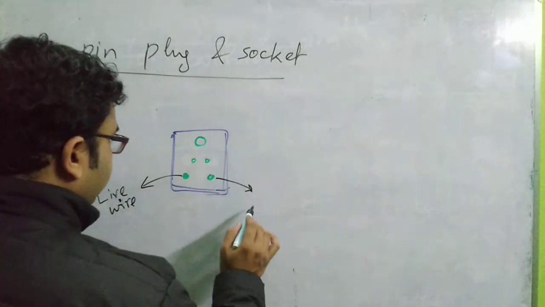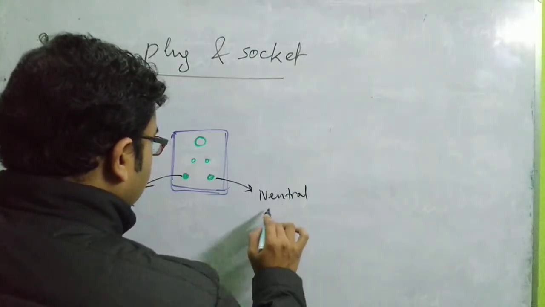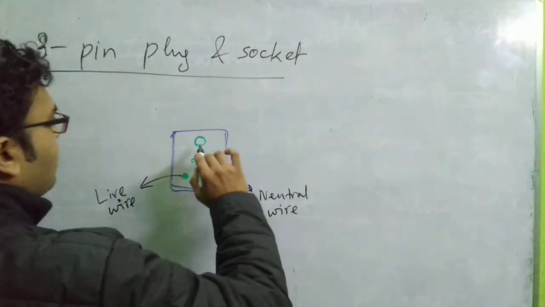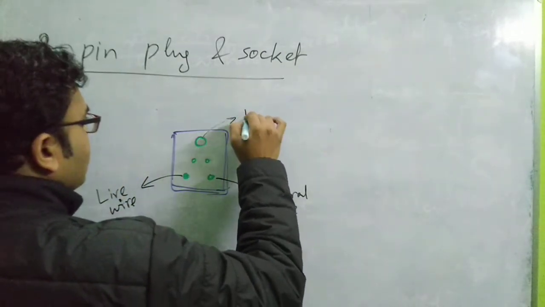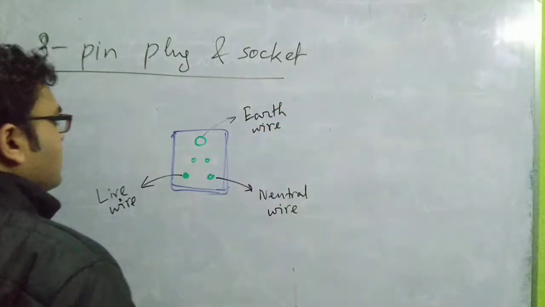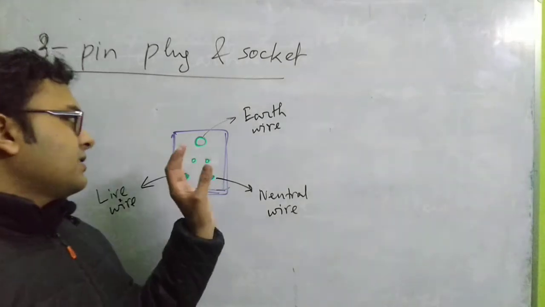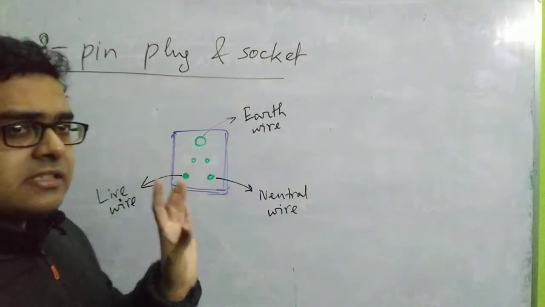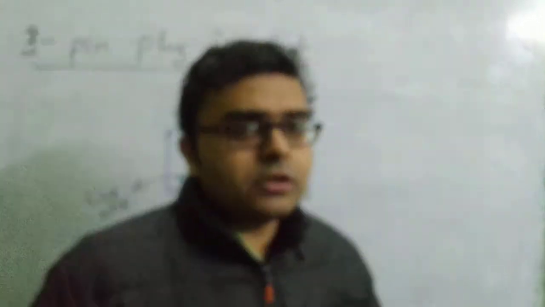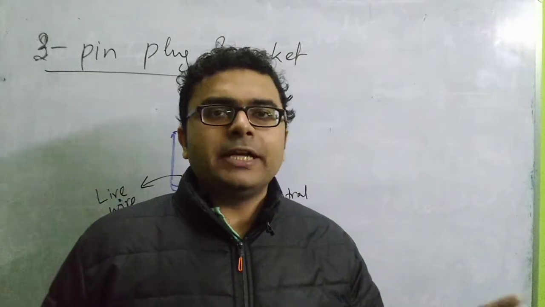Okay, the right side is the pin for the neutral wire, the neutral connection, and the upper bigger hole is actually the earth wire, or the earth connection. Okay, fine. So why is the earth plug or socket larger in size? So that we do not accidentally put the live pin into the earth pin.